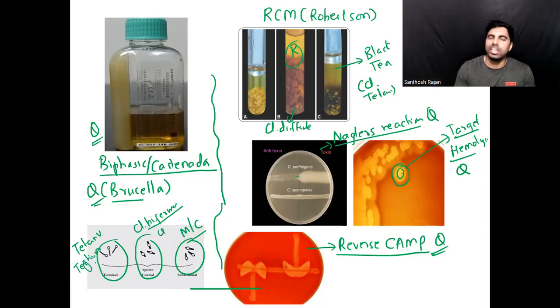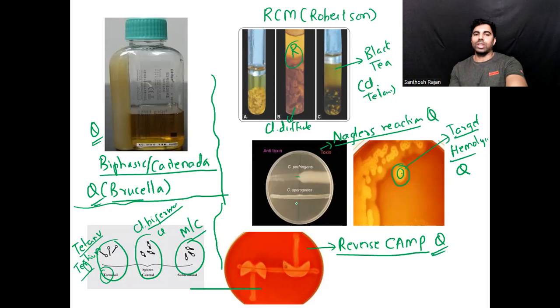Tennis racket appearance. Even difficile also has terminal spores. In some books it's mentioned, in Panikkar it's mentioned, that difficile also has tennis racket appearance. But for now, remove only tetanus and tertium. That's enough. TT, both the T's are terminal. T for T, that's it. So this is one question that can be asked.